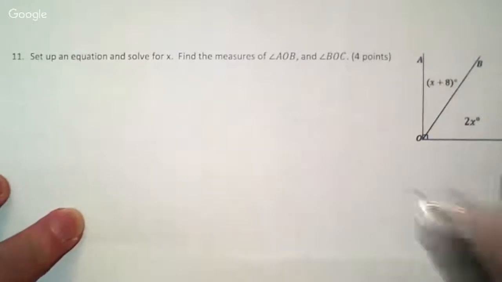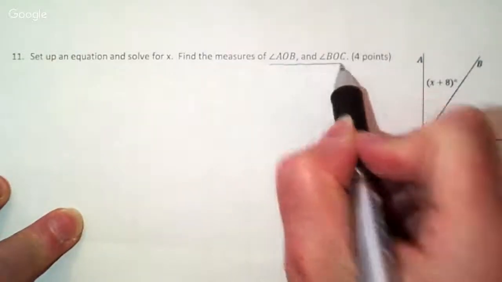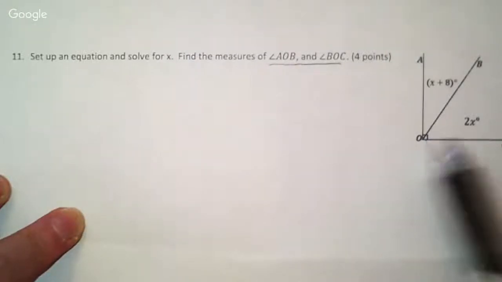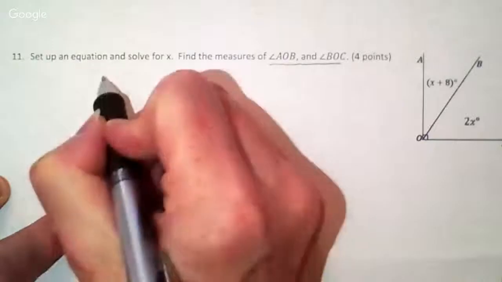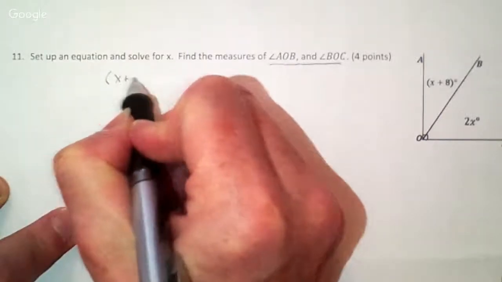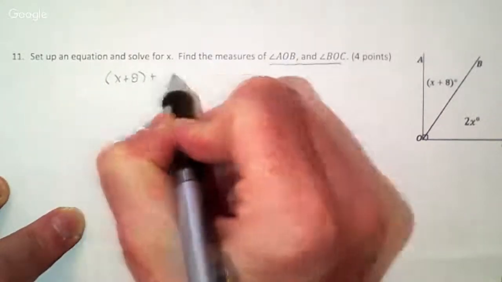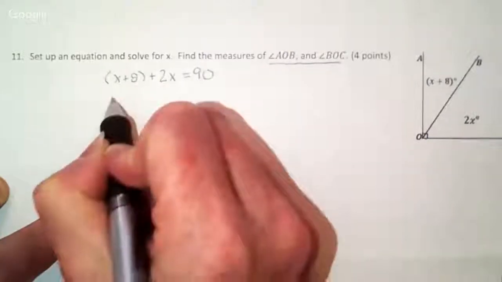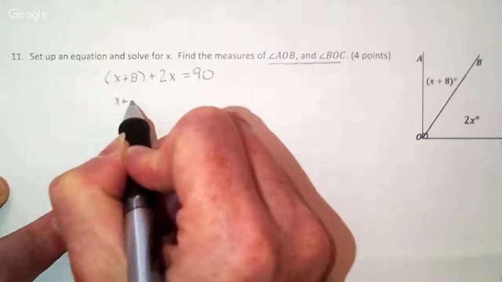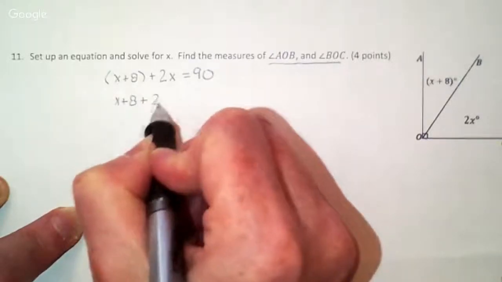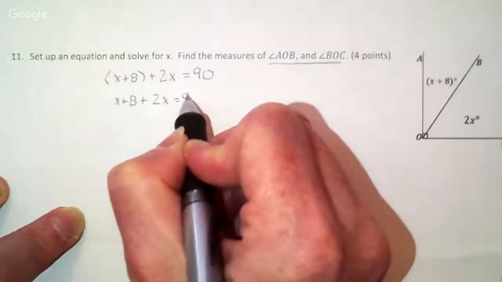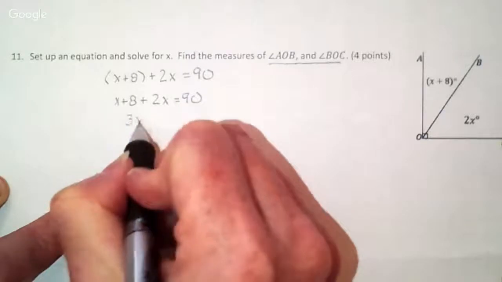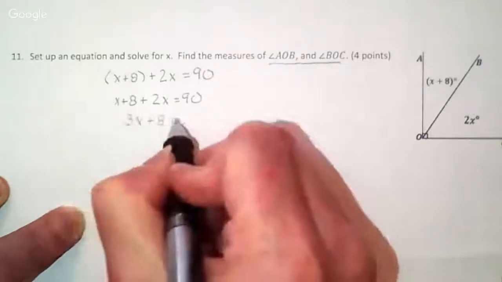And again, here we're finding the measure of these angles here. Notice we have a right angle here, so they're going to add up to 90 degrees. So we have x plus 8 plus 2x equals 90 degrees. Together, I have 3x plus 8 equals 90 degrees.